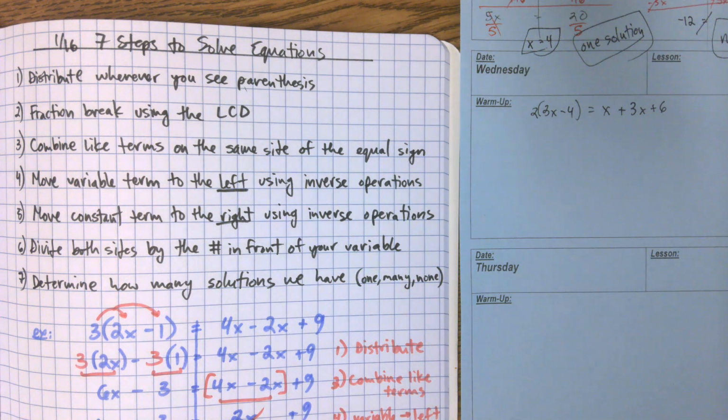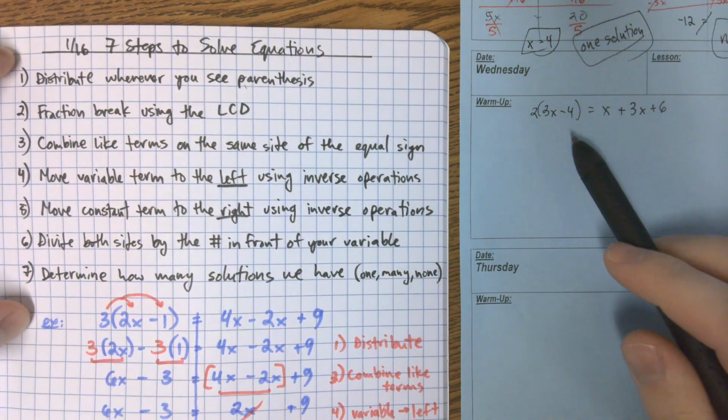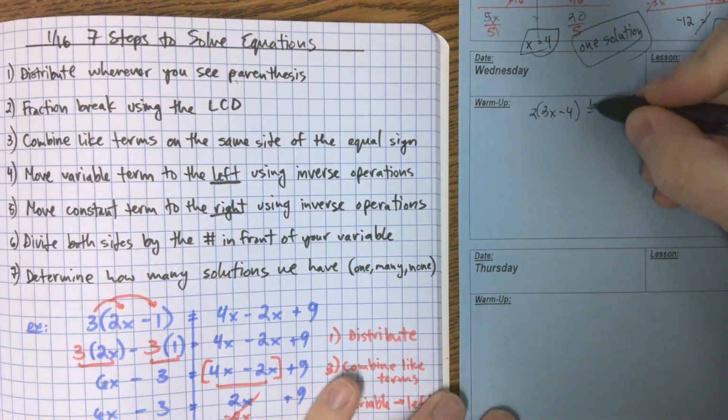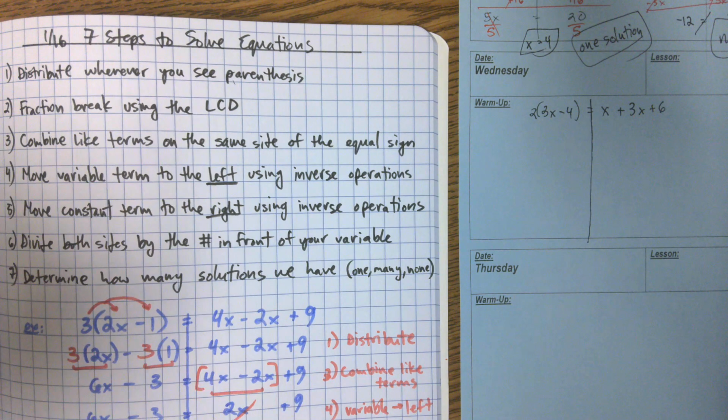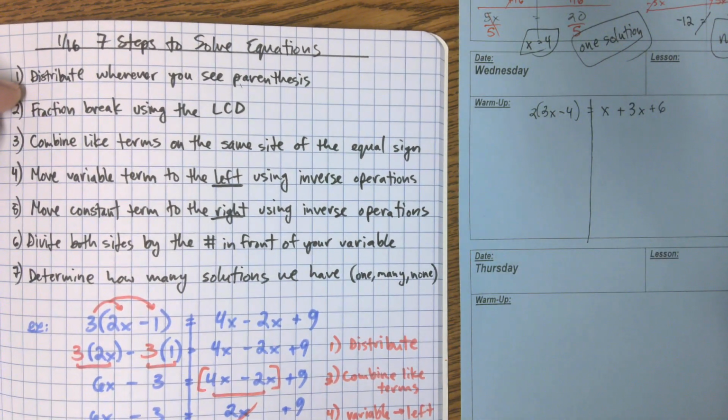All right, let's go ahead and go through this warm-up using the 7 steps that we talked about yesterday. I've got this problem here. Obviously, the first thing I want to do is split my equation into 2 sides. And then I go to step 1. It says distribute wherever you see parentheses.